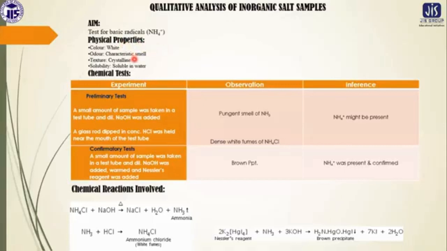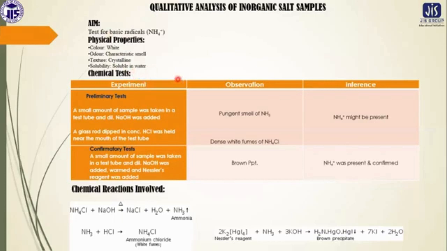That means if unknown salts are given, we are doing the practical by known salt. But whenever you are given some unknown salt, then you have to write down the physical properties like the color. For that particular ammonium salt, the color will be white. Then the odor, some characteristic smell. You will check for a pungent smell. Then the texture, it is crystalline, and solubility, it is soluble in water. Those are the physical properties.